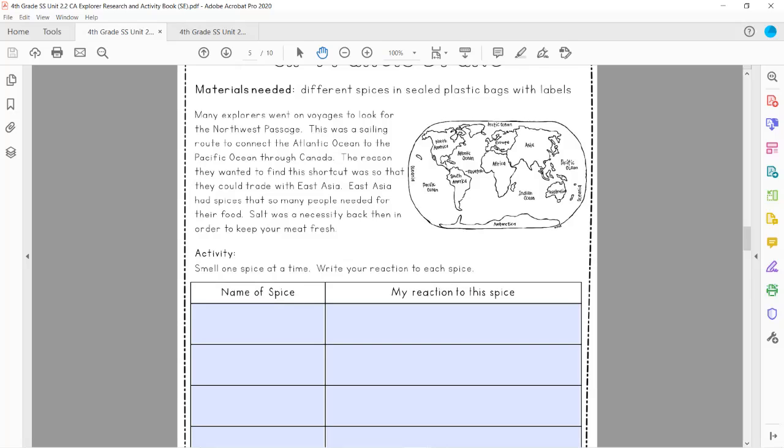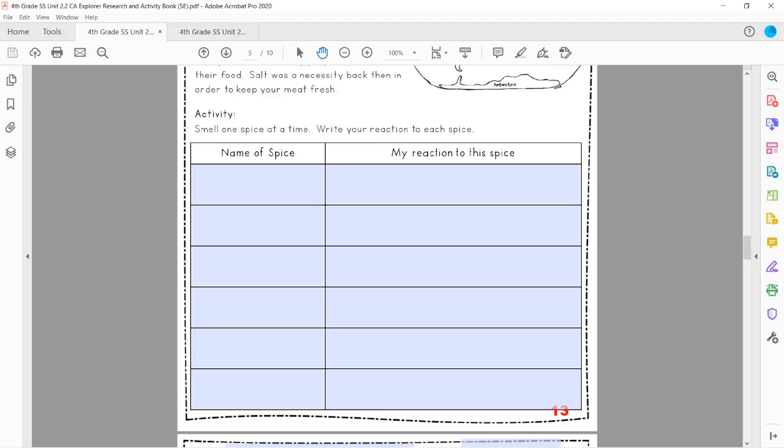So what you're going to do is you're going to collect 6 different kinds of spices. You're going to write the name of the spices under where it says name of spice, and you're going to smell that spice and write down your reaction to it. So don't just say, I like it or I don't like it. Tell me why. Describe the smell. What does it smell like to you? Is it something that you really enjoy? Does it remind you of a different smell? So give a good description over there.